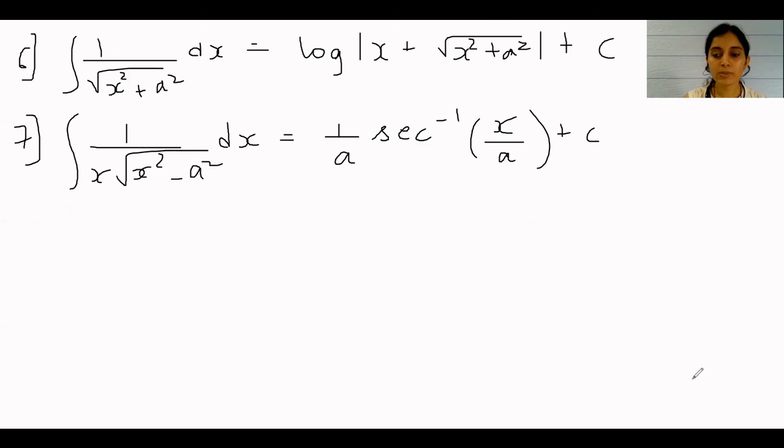Now the seventh one is completely different. If you observe, there is an x value outside, and then there is root of x square minus a square. So you will know the type from the sum itself, and then you can write 1 upon a sec inverse x by a.